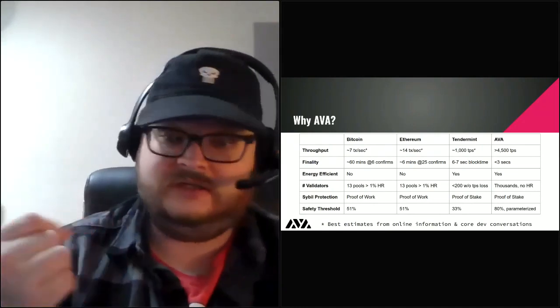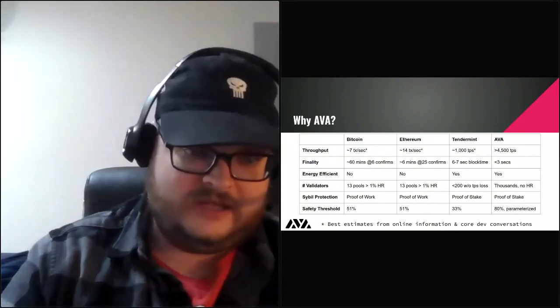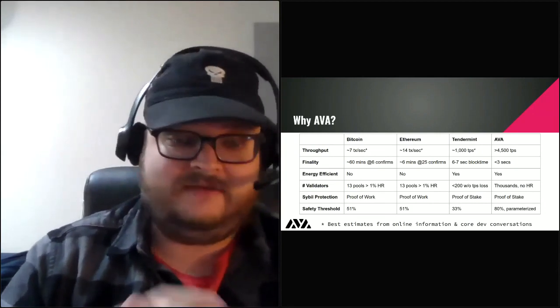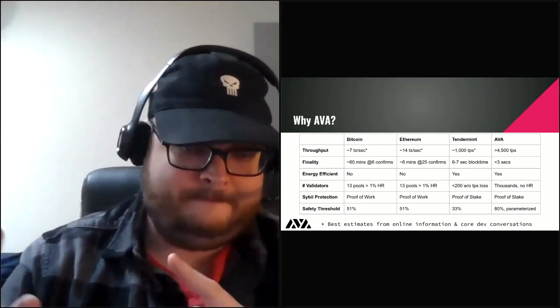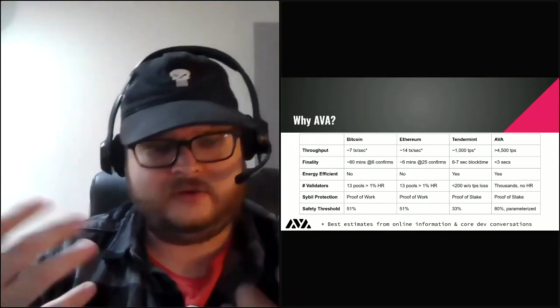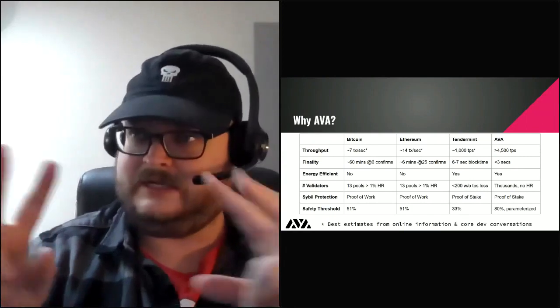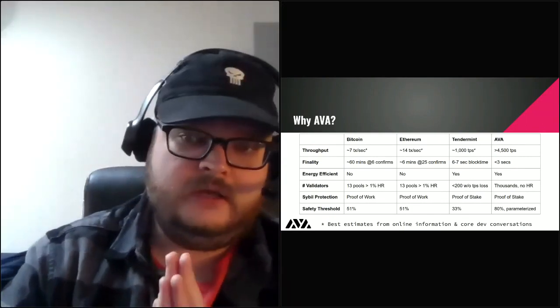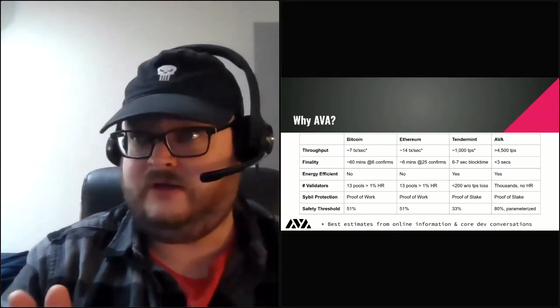We are energy efficient. A lot of that has to do with the proof of stake mechanism we use for Sybil protection. We have a parametrized safety threshold. So in Bitcoin and Ethereum, you hear about the 51% attack, like, oh, ETC got 51% attacked. That is a feature of Nakamoto heaviest chain consensus.